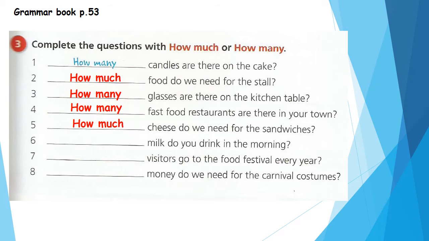Number 6. How much milk do we drink in the morning? Yes, milk. Can we count milk? No, it is uncountable. So we'll use what? Super. How much? Number 7. How many visitors go to the food festival every year? Okay, visitors. Yes, we can count this noun and it has a plural form. So we'll use what? How many?